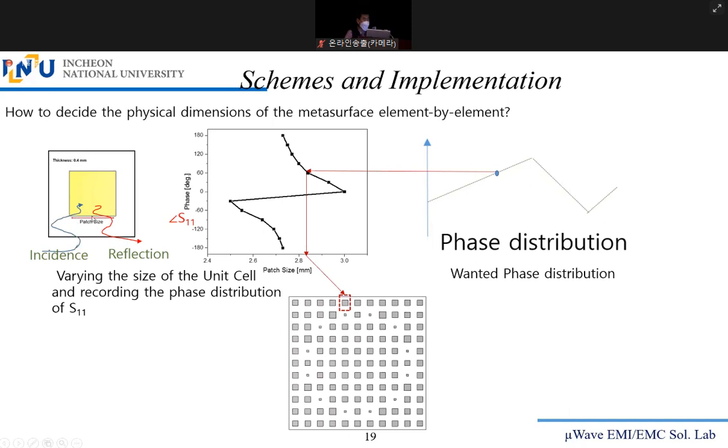So by changing the sizes, especially this is a square patch, changing the size of the patch from 2.4 millimeters up to 30.2 something millimeters, there, you can plot the phase diagram. So patch size versus the phase, you should get ready with this. And what I want to have is this phase distribution. I told you this phase distribution matches with the surface here.